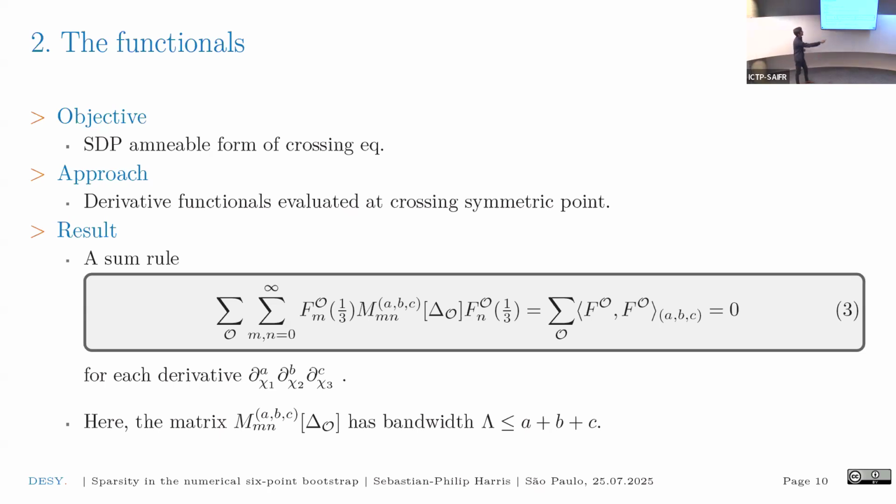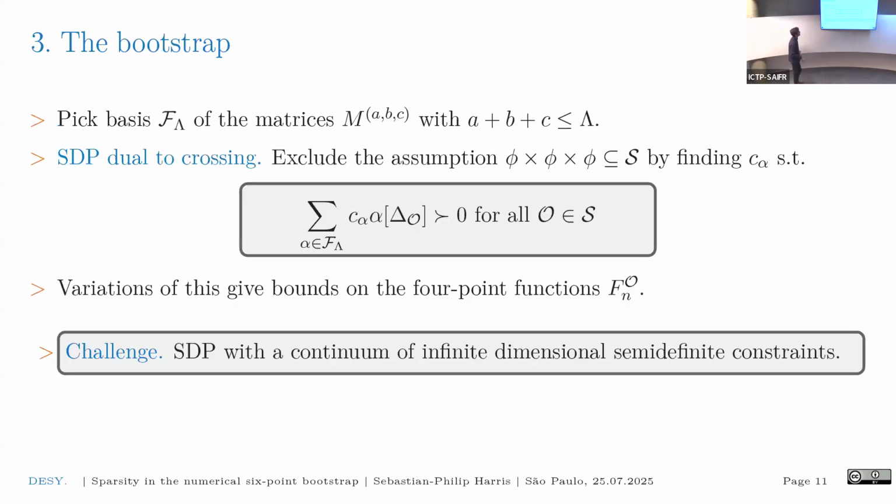Okay, so once we have some rules like this for every combination of derivatives, we can pick some basis F_lambda of some subset of these matrices that occurred in the sum rules, and then we can start formulating some bootstrap problems. So, for instance, we can exclude the assumption that the entire triple OPE is a subset of some spectrum S by finding some linear combination of elements of this F_lambda that is positive semi-definite everywhere. Well, positive definite everywhere on S.